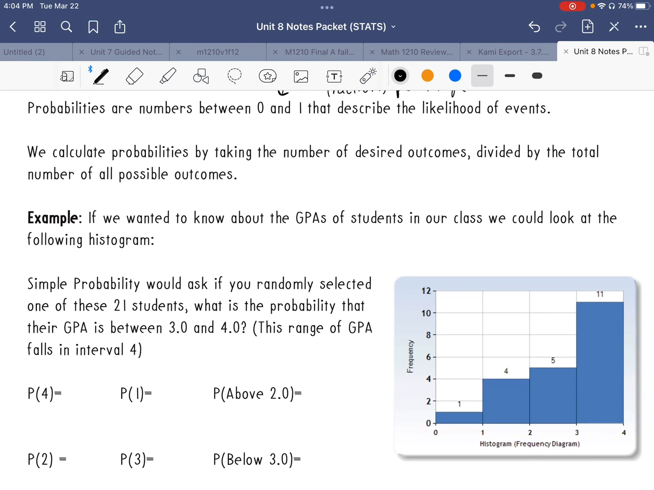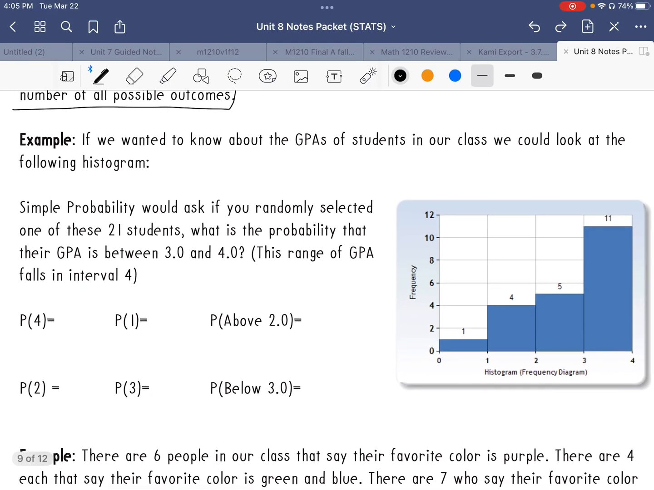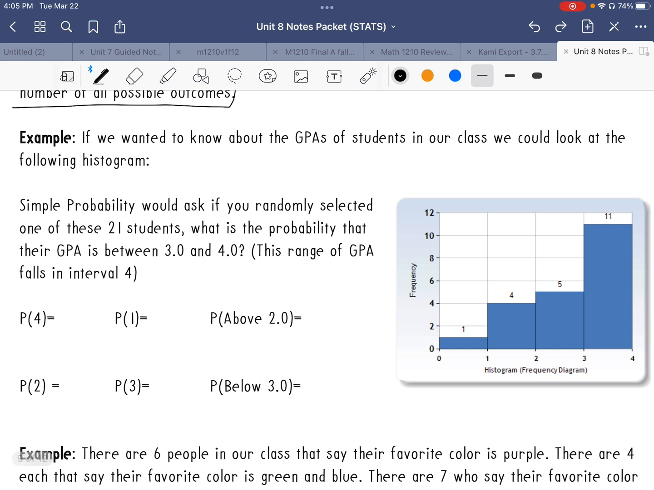We calculate probabilities by taking the number of desired outcomes, the thing we're looking for, divided by the total number of possible outcomes, of all the possibilities. So let's talk about an example because I think that helps a lot with probability. If we wanted to know about the GPAs of students in our class, we could look at the following histogram. Now remember, we have already learned about histograms. So what this is telling us is that we have some number of students with GPAs.